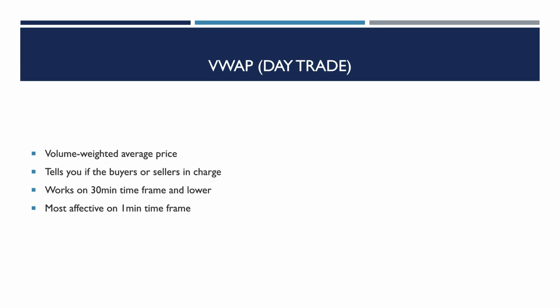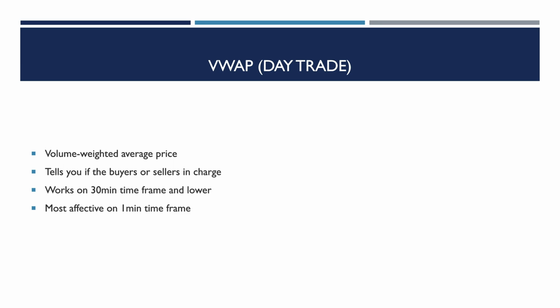Some people use it for a swing trade as well, but I think it's more effective as a day trade, when you're in and out within the day. VWAP stands for volume weighted average price. And what does that mean? It tells you if the buyers are in charge, going green, or if the sellers are in charge, and it's going to be a red day for that stock.